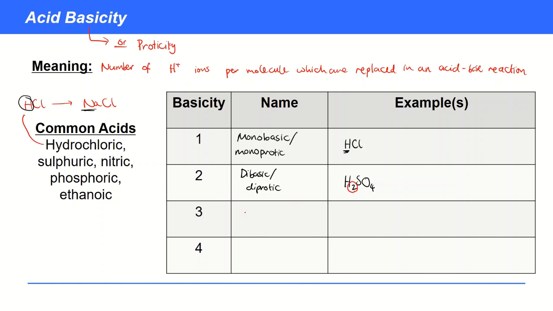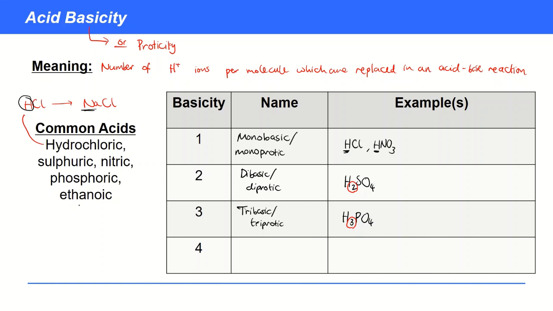Triprotic acid will be next on the list, or tribasic. That's something like phosphoric acid. We've got H3PO4. You react that with something like sodium hydroxide, all three of those hydrogens will be replaced, and so you've got a triprotic acid. Now we've got a couple more to classify. Nitric acid, that's HNO3, that would be monoprotic.